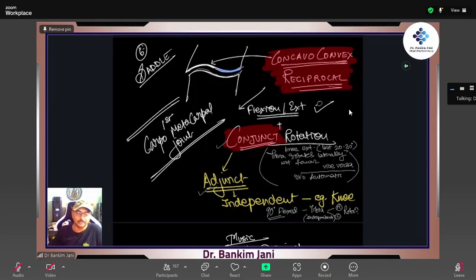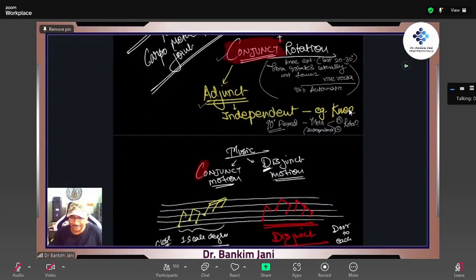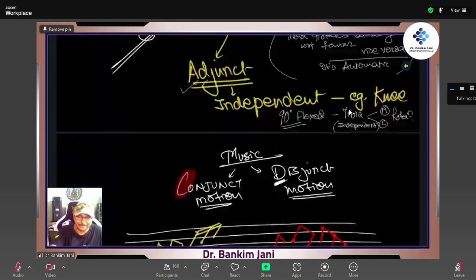In one joint only, till a certain degree there is conjunct, and after that there can be adjunct depending upon the region. So I was talking about that in music also. It is actually like this.